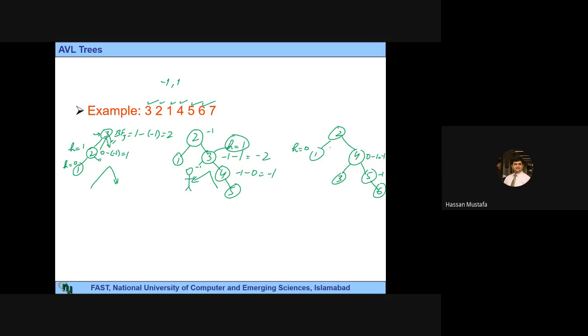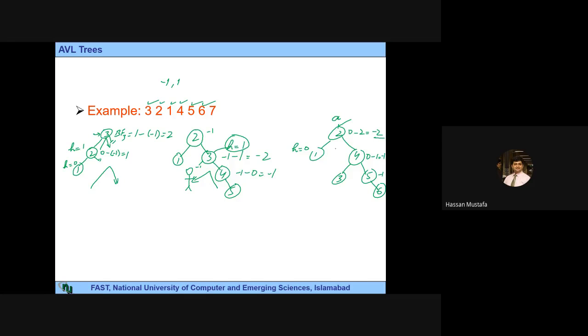For the root node, the left side has height 0, whereas the right side, this tree rooted at 4, has height 2. So 0 minus 2, which is equal to minus 2, which means that this node is right heavy and the right side is outside the limits of the balance factor. So we have to fix this node.